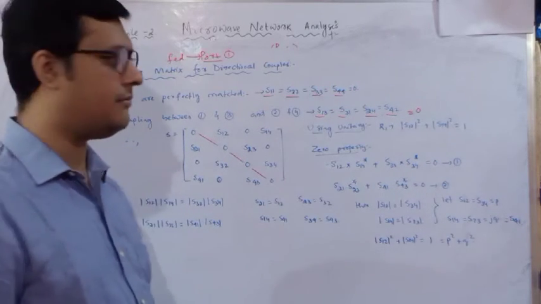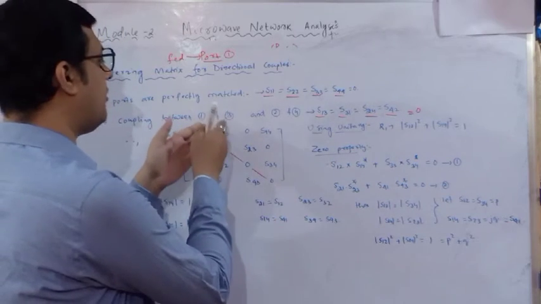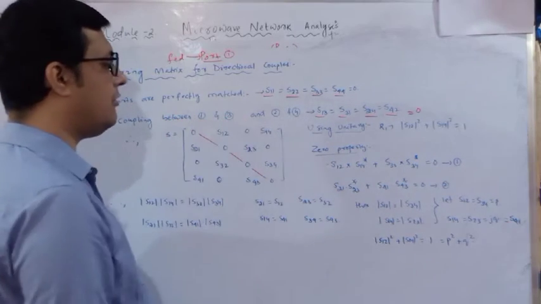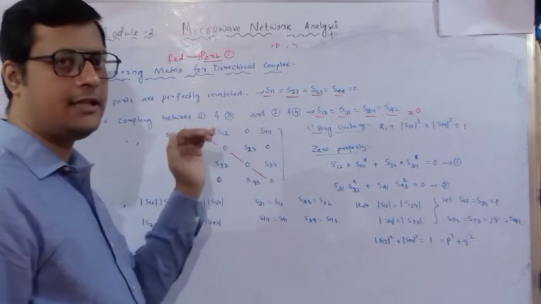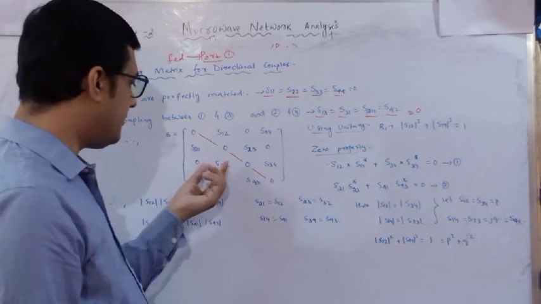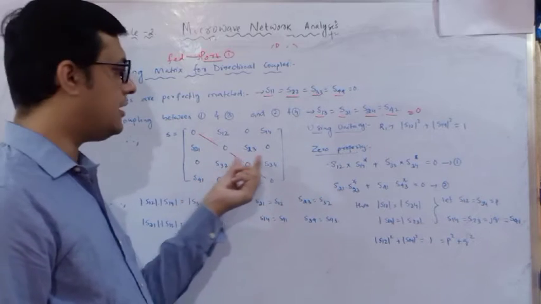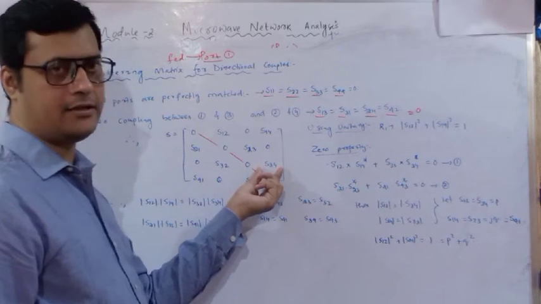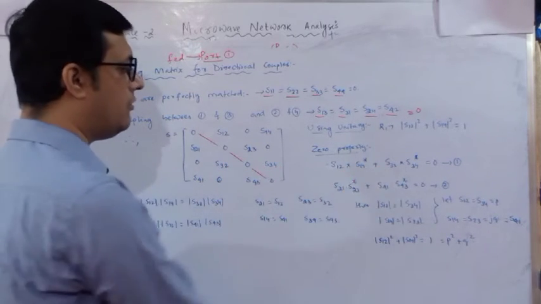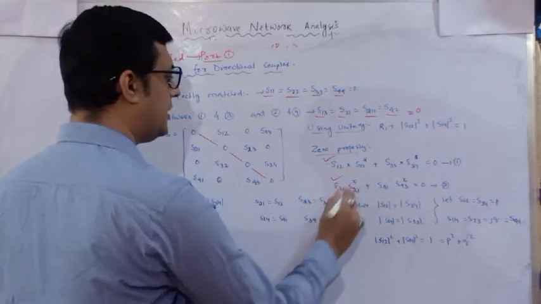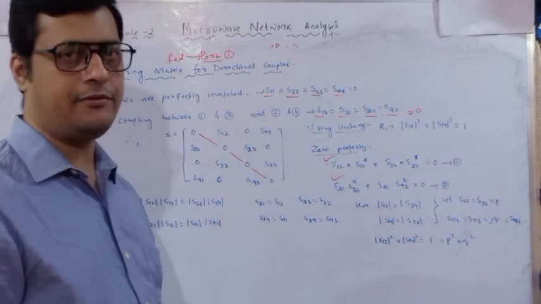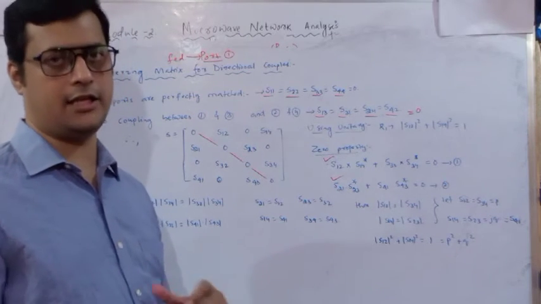Similarly, the zero property means multiplying the components of one row with the complex conjugate of the corresponding components of another row, plus the addition of the component of the third row with respect to the complex conjugate of S32. So here I have written the zero property. With the help of these two properties, you can identify the relations which are not interlinked with each other.